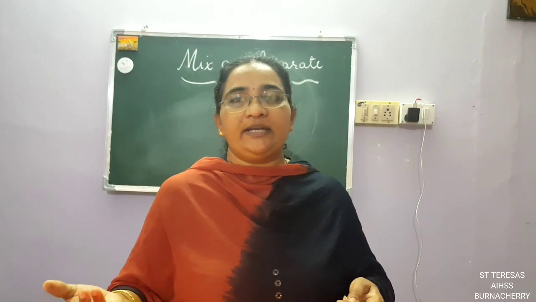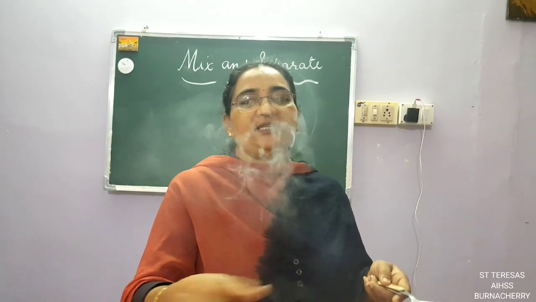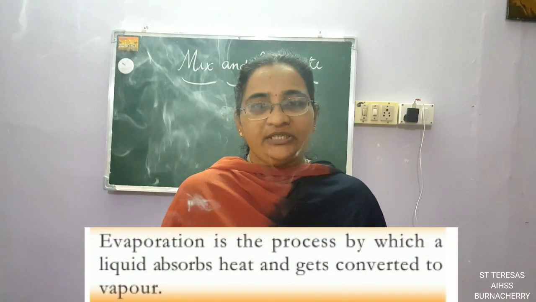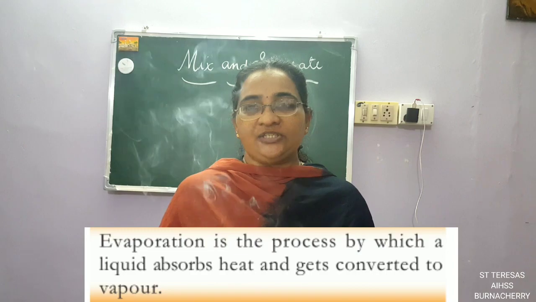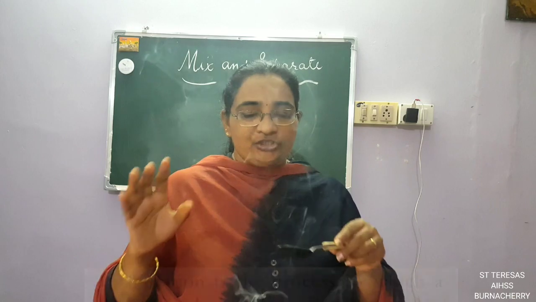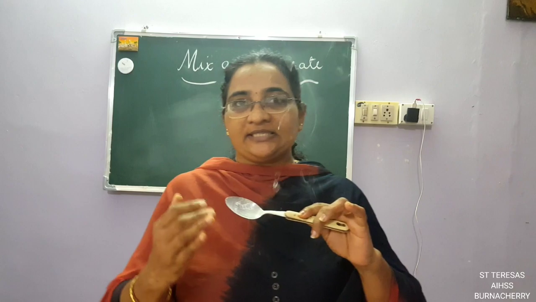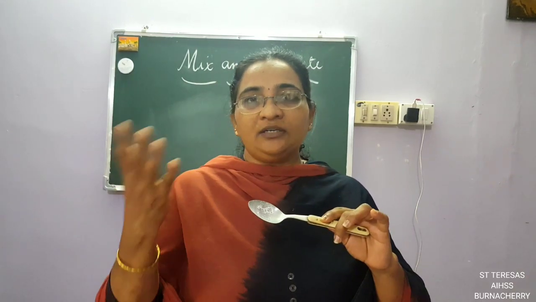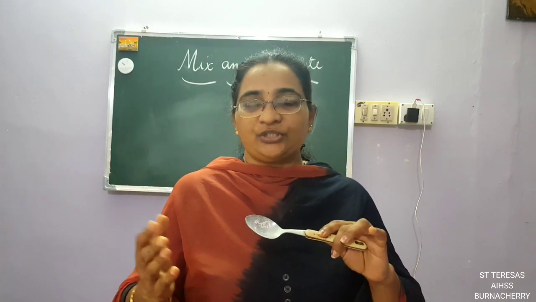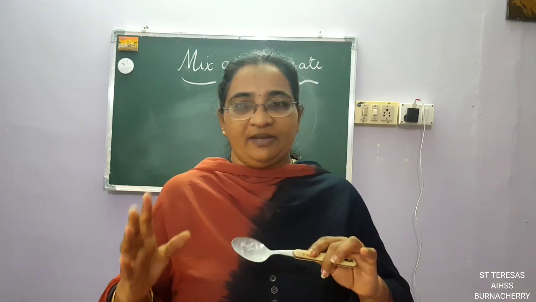What is that process called? You have already learnt in the water cycle. That is called evaporation. So the process by which a liquid absorbs heat energy and gets converted into vapor is called evaporation. So here this mixture is a solution, because we cannot see two things separately. It is a homogeneous mixture, or a solution. So how do you separate a solution like this? We can use this method of evaporation.